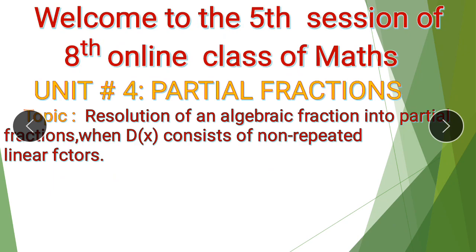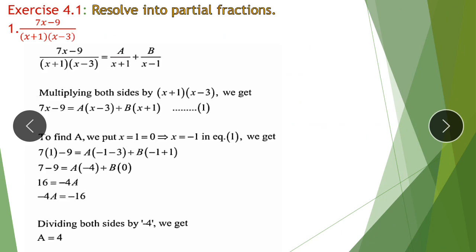The first one is that we have to convert the improper fraction into a proper fraction, and that can be done by the division method. The second point is that if the denominator is not factorized, we have to factorize it. And the third one is that we can eliminate the fraction by multiplying each side by the LCM. So let's go with exercise 4.1.